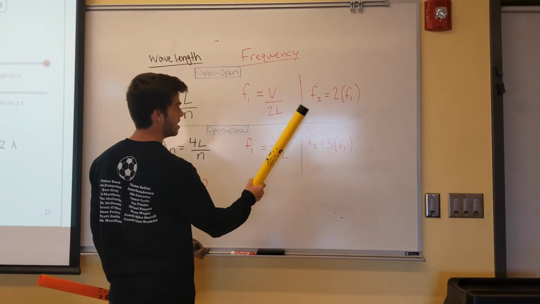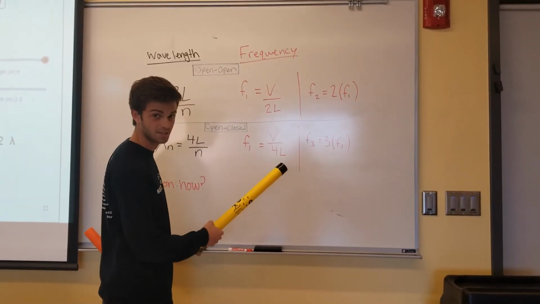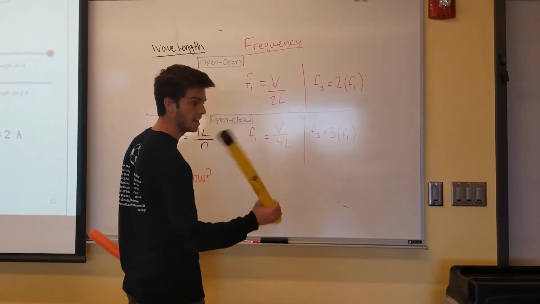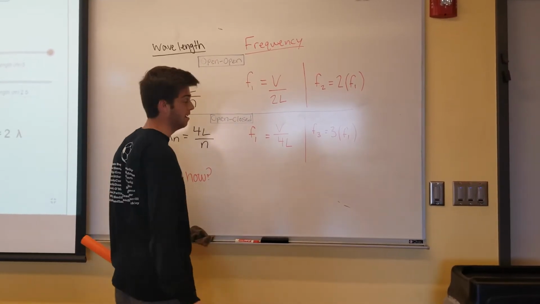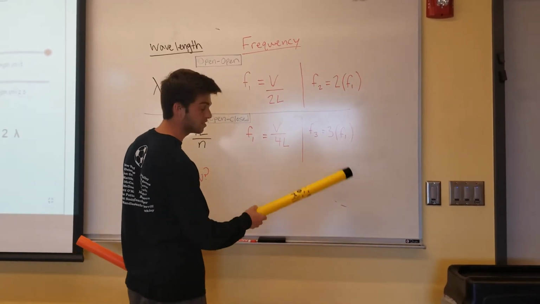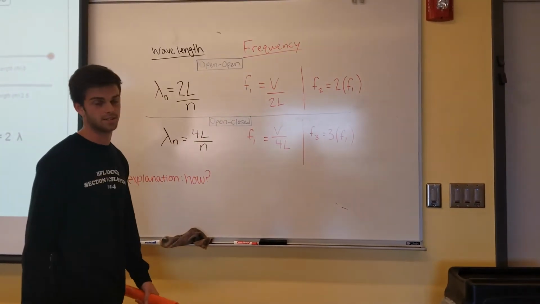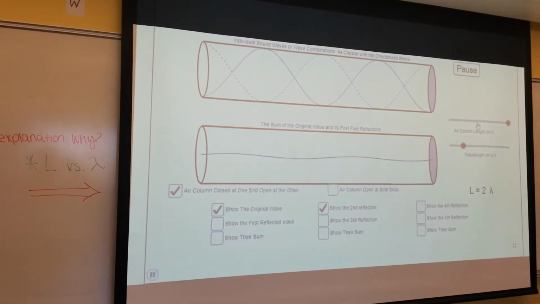And then, this is where it gets tricky. Open-closed systems cannot have a harmonic at even integers, because science won't allow it. So, to find the next harmonic up, it's the third, so 3 times the fundamental. It's crazy. That's all I can change, is length versus wavelength.